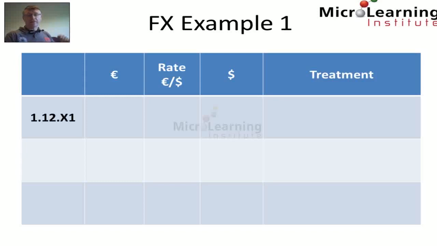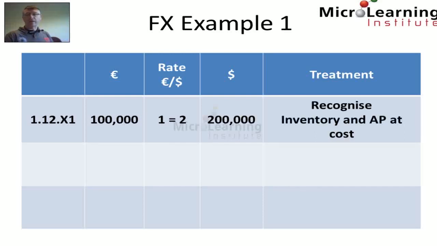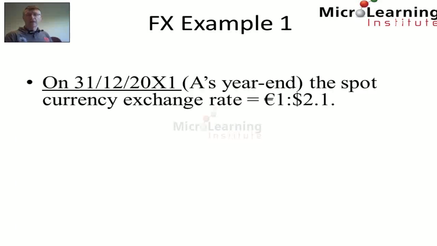So firstly, it's the 1st of December x1. We've engaged in a commitment for €100,000 at a time when €1 equals $2. So consequently, we must recognize $200,000 of a liability on our statement of financial position. And again, we recognize the inventory that we've purchased at $200,000 and we recognize accounts payable both at cost of $200,000.